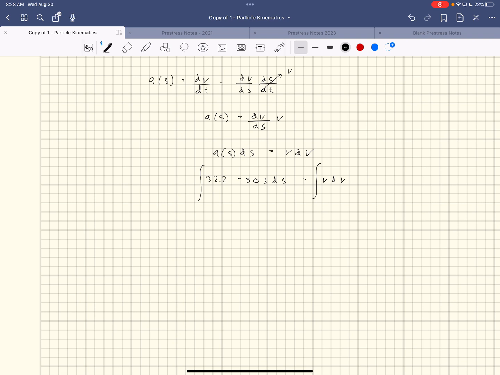Okay. When you have those ds's floating around, you've got to do some integration. This is going to go from 0 to s. Right, I'm after that s right there. So right now we don't know that part of the definite integral. We're just going to leave it as a variable, and this is going to go from 0 to v.